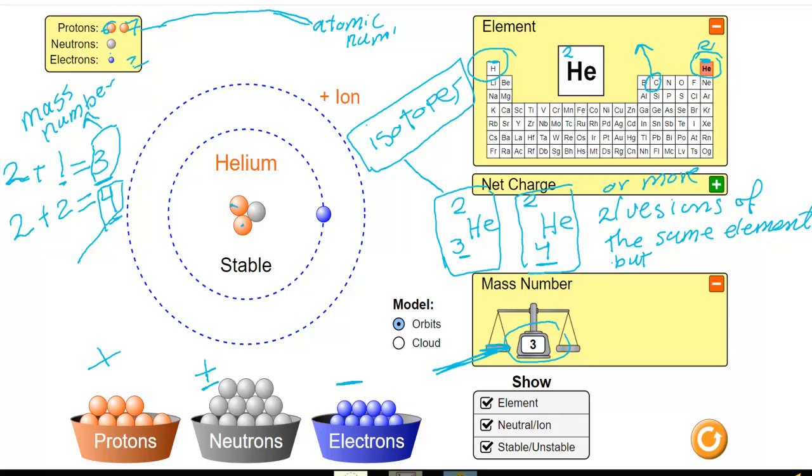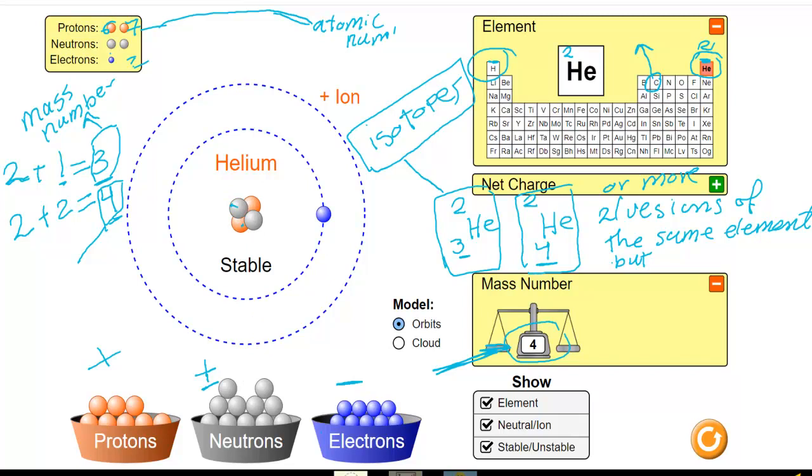So isotopes are different versions of the same element. They can be 2 or more. They all have different mass numbers. Why do they have different mass numbers? Because they have different numbers of neutrons. Here is helium 4. 2 plus 2 equals 4. And there is helium 3. 2 plus 1 equals 3.